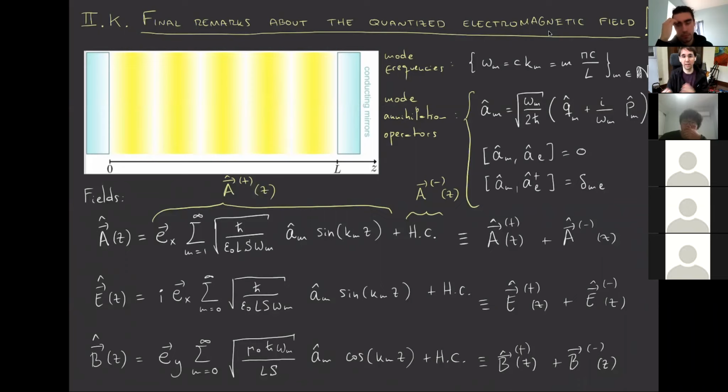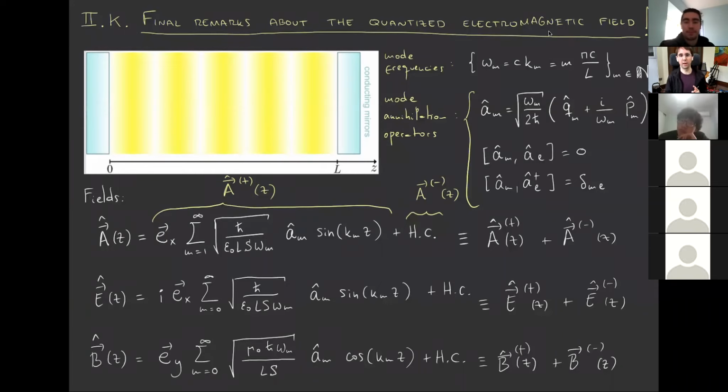If I would be in the Heisenberg picture, then the field would depend on time as well, because it's an operator. And now the annihilation operators would be time dependent, okay? And in particular, if you have the free electromagnetic field, the time dependence of these operators would just be the exponential of minus i omega t for the corresponding frequency, just like a harmonic oscillator.